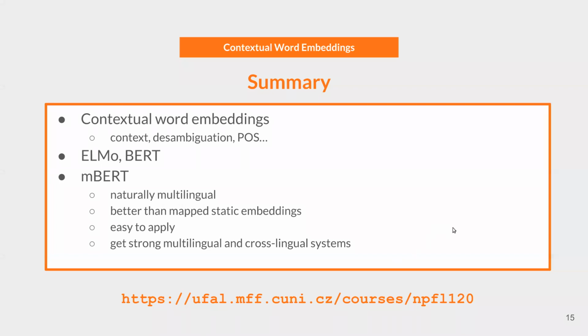So that was the lecture part. We have a lecture on contextual embeddings, which are better than static embeddings in that they capture context, and they kind of disambiguate word senses. We've looked at Elmo and especially BERT and especially mBERT or multilingual BERT, and we'll now play with mBERT in the practicals.